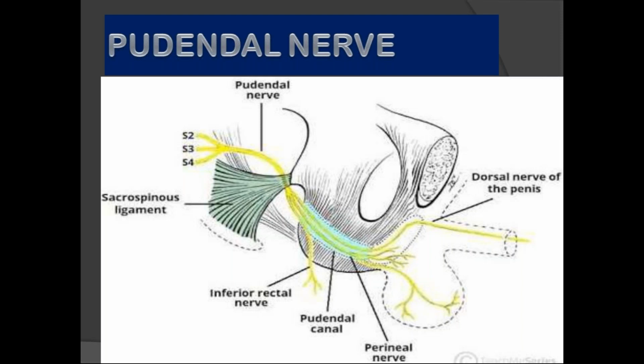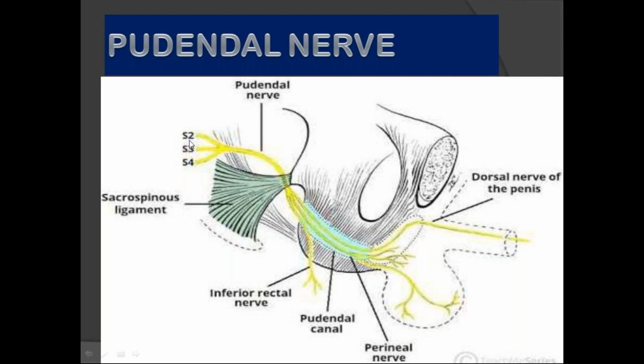In the posterior part of the pudendal canal, the pudendal nerve gives off the inferior rectal nerve. The inferior rectal nerve crosses the ischiorectal fossa from lateral to medial side and supplies the sphincter ani externus muscle. In the anterior part of the pudendal canal, the pudendal nerve divides into terminal branches. These terminal branches are 2 in number: the smaller terminal branch called the dorsal nerve of the penis, and the larger terminal branch called the perineal nerve. This is the course of the pudendal nerve.